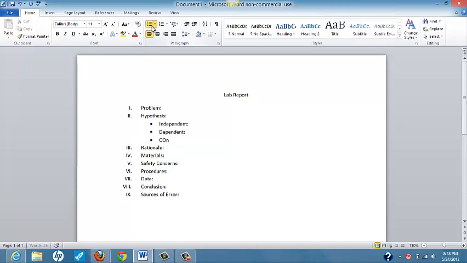After your procedures is your data. This consists of your qualitative and quantitative information. This is also where your graph will be placed. Next is your conclusion. This is basically a restatement of your hypothesis, and it gives the final outcome of your experiment.